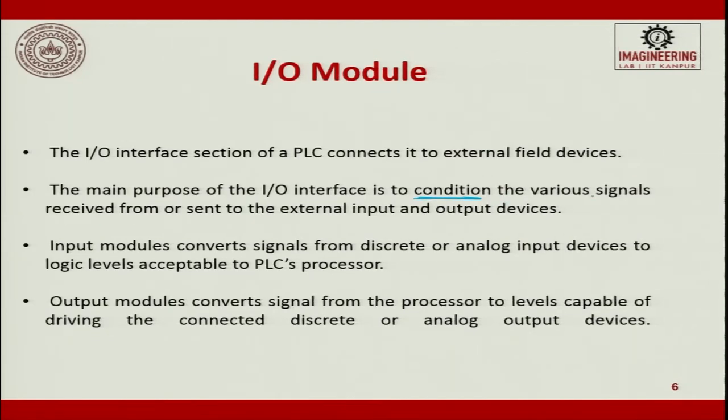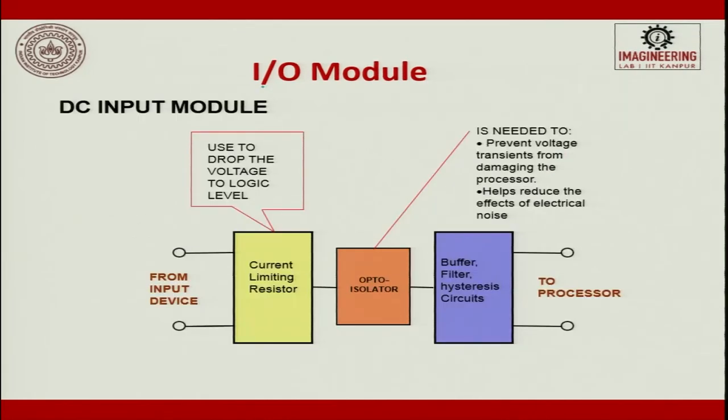Conditioning of various signals. Various signals can be light based, can be sound based, can be presence or absence, etcetera. The input module converts signals from a discrete or analog input device to a logic level acceptable to the PLC processor. As I told you, in the CNC itself you will have digital signals and analog signals. Depending upon the digital or analog type, you will try to set the logic level. The output modules convert signals from the processor to levels capable of driving the connected discrete or analog output devices. So, input and output modules.